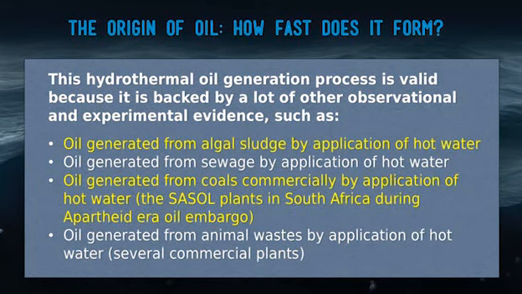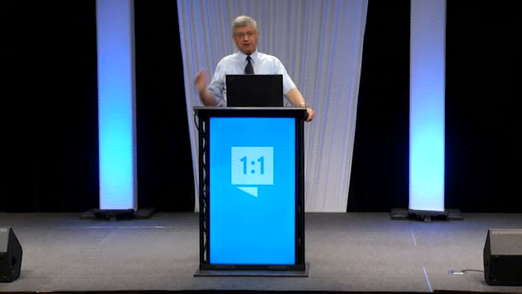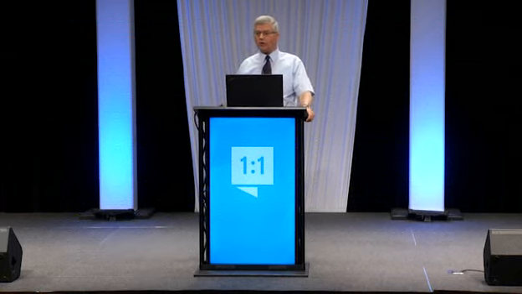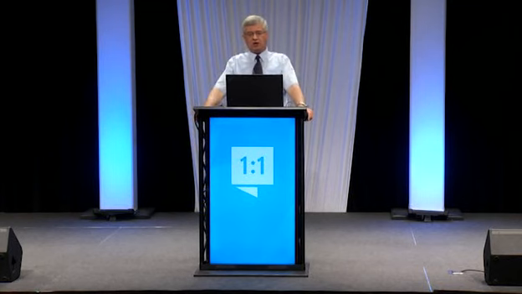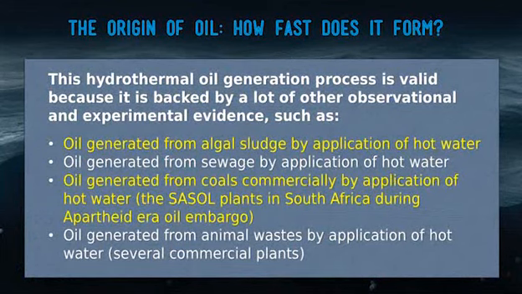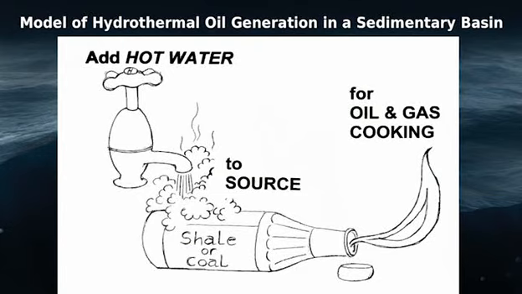It was done in South Africa during the apartheid era when we cut off the oil supplies to them. They had plenty of coal, so they just generated oil from coal in commercial plants called Sasol plants. And oil can be generated from animal waste by the application of hot water. There's several commercial plants that are doing that here in the United States. All the meat waste from abattoirs, they can just mush it all up and apply heat to it, and they can get oils from that. So all you need to do is add hot water to a source, and lo and behold, you get plenty of oil and gas to do your cooking.